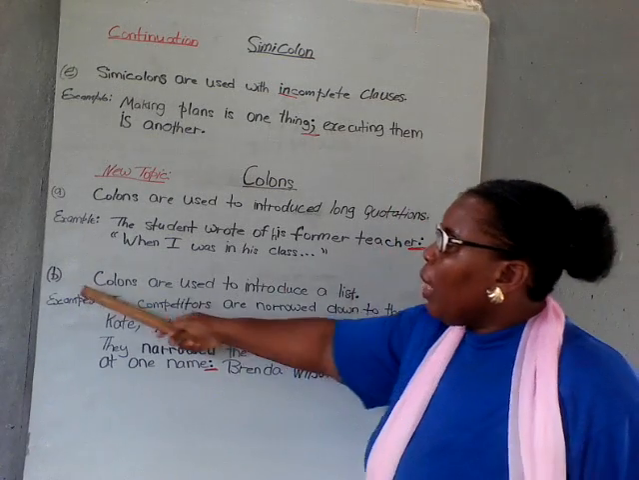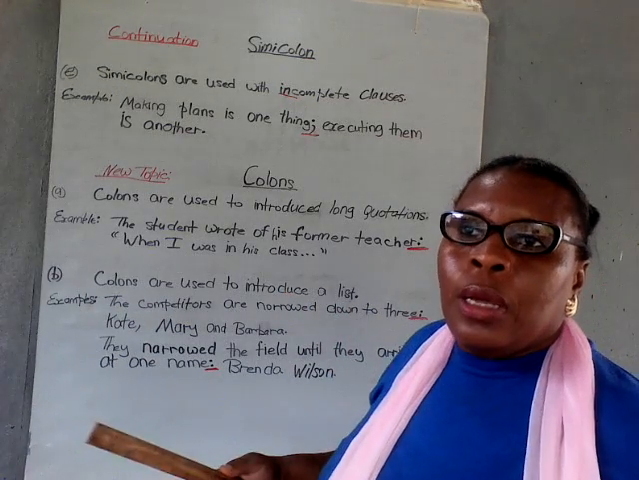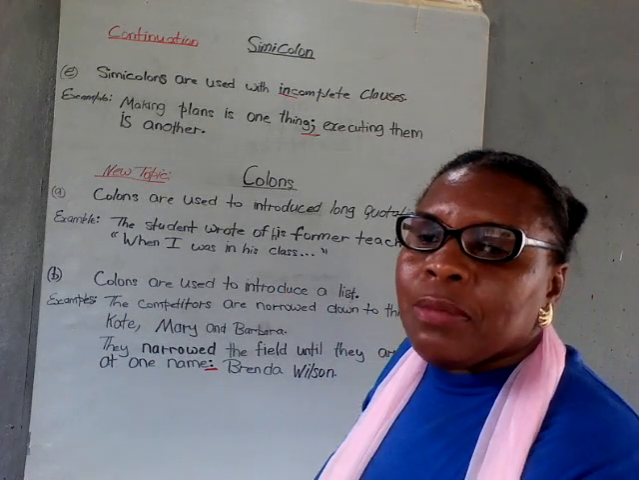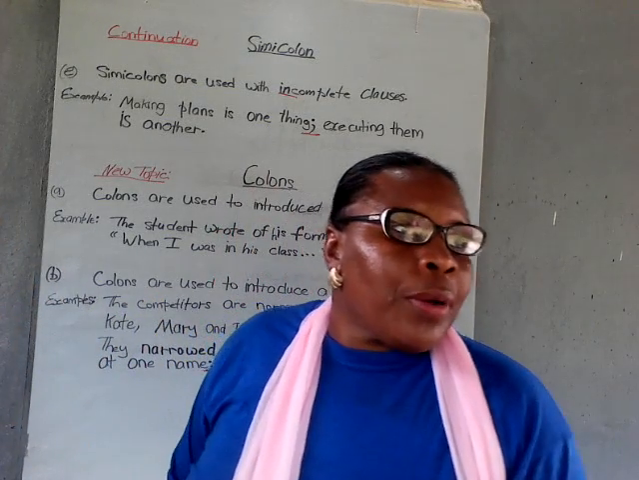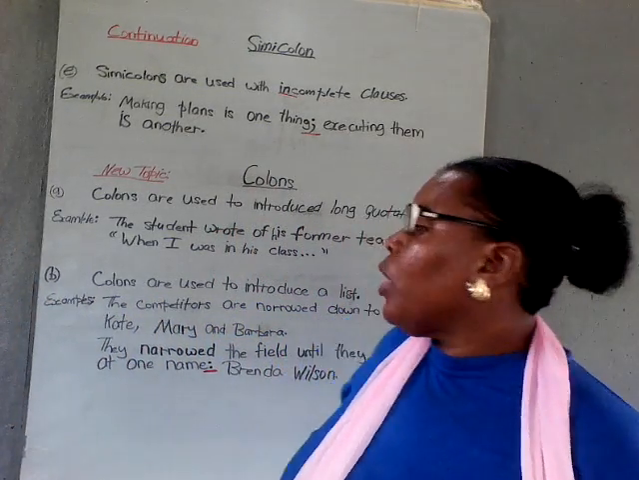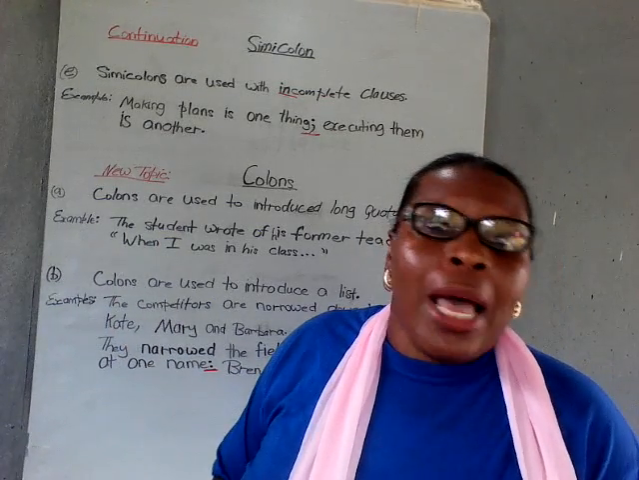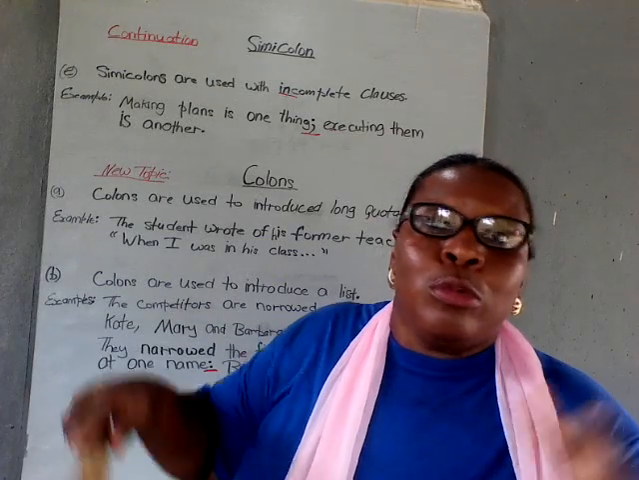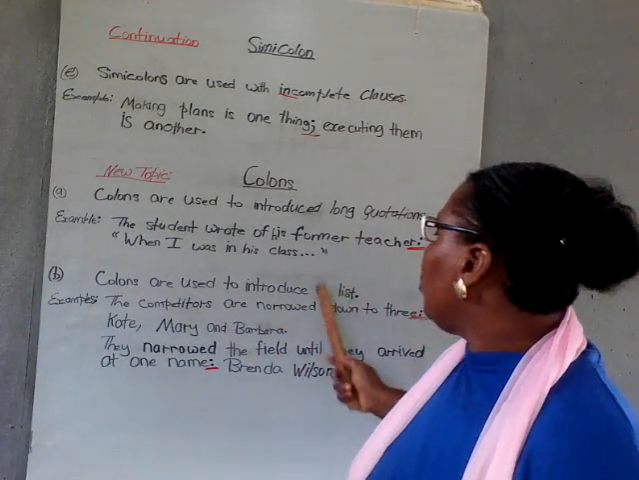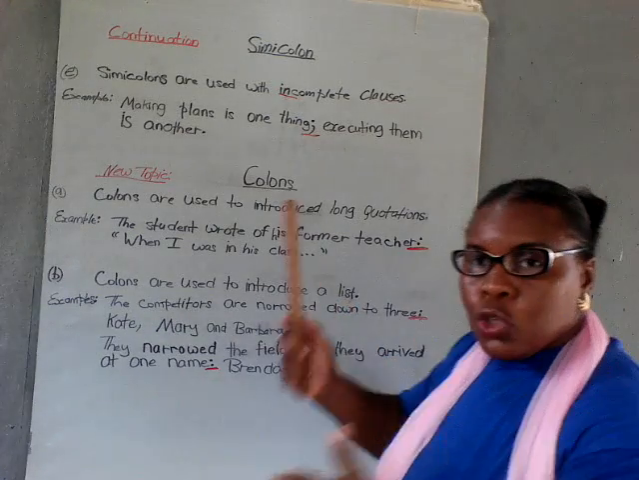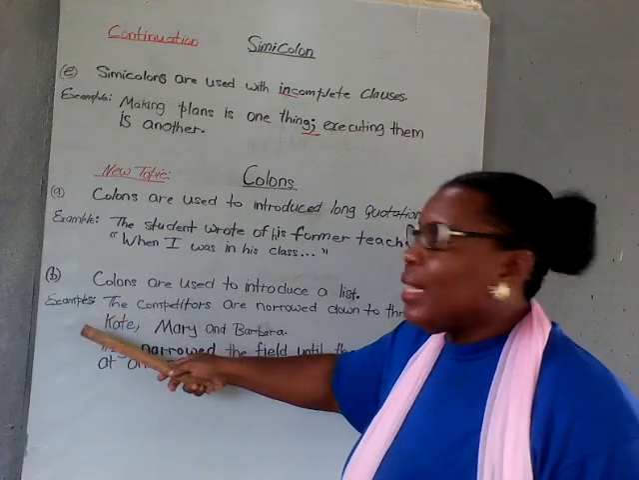All right. B, colons are used to introduce a list. A list is where you make specific items that you would like to buy or keep for some form of information. For example, you go into the store, you say you want bananas, apples, mangoes, cherries, breadfruit, rice or something. So that is a list. So you use the colon to introduce the list.